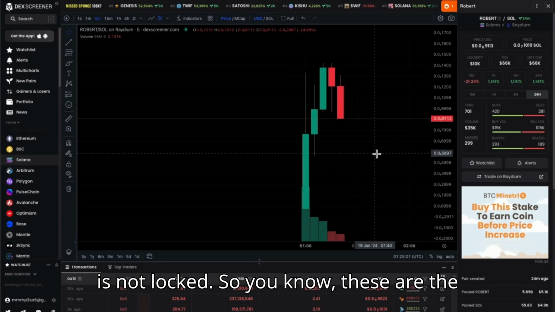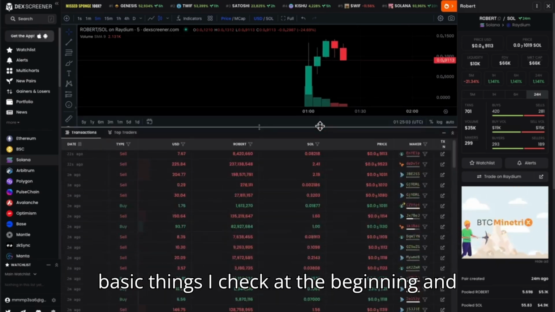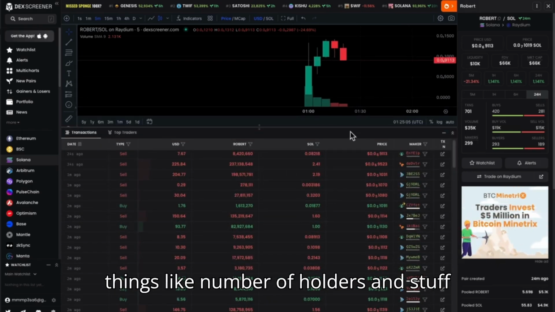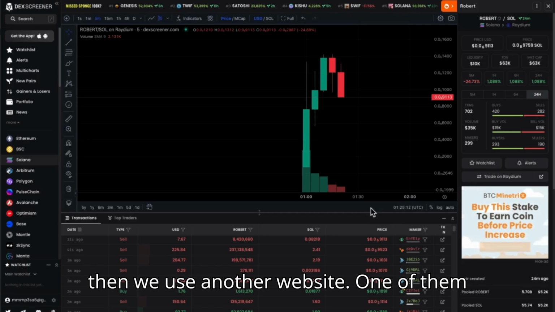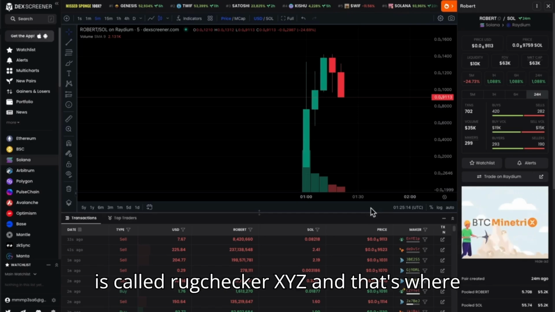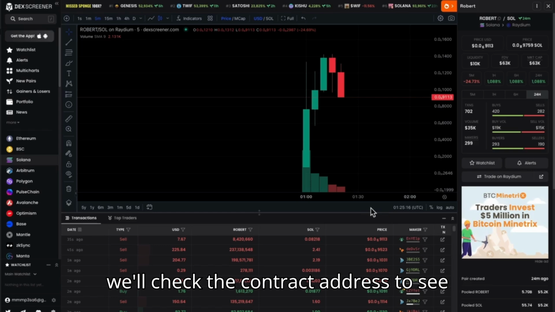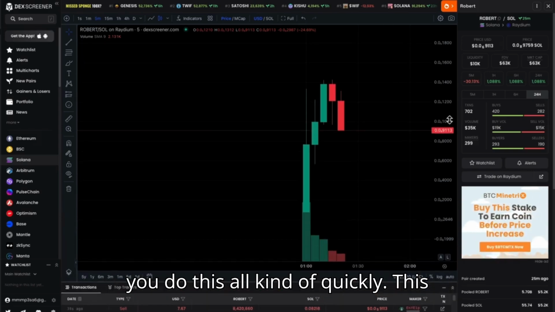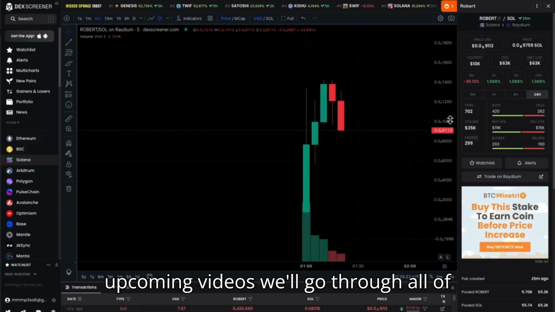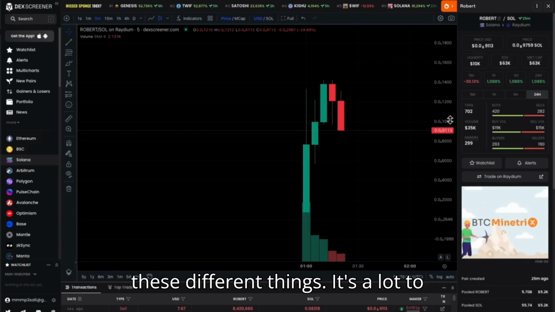These are the basic things I check at the beginning. And then we want to start checking other things like number of holders and stuff like that. And remember, you can go into DEX tools as well. So I use both. And then we use another website. One of them is called rugchecker.xyz. And that's where we'll check the contract address to see if there's any other worrying signs. And you do this all quickly. This only takes a few minutes. So in the upcoming videos, we'll go through all of these different things.